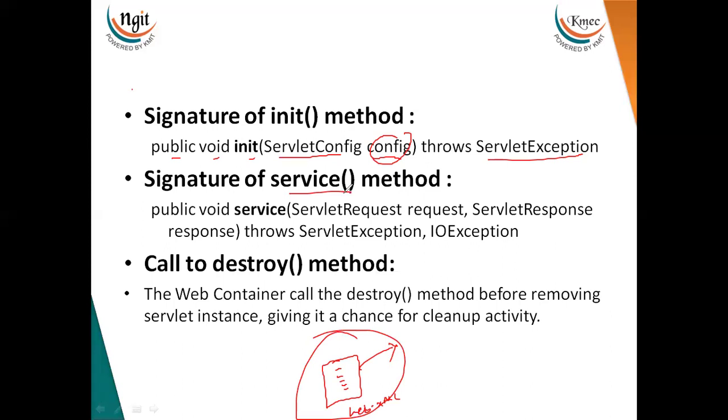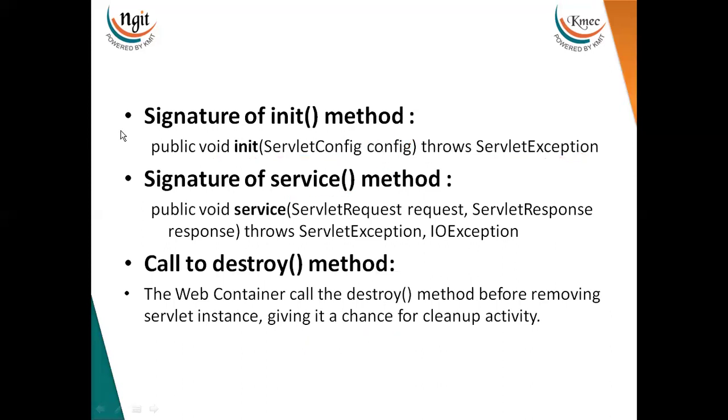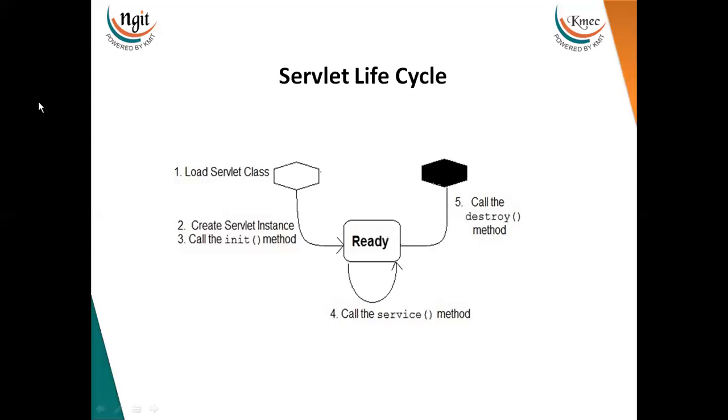After that, we will call the service method. That is the next method in the life cycle of the servlet. So first we loaded, then we created the object of the servlet by using the web container. Then we called the init method, that is, loading the servlet information by using this config object. Then we are calling the service method.